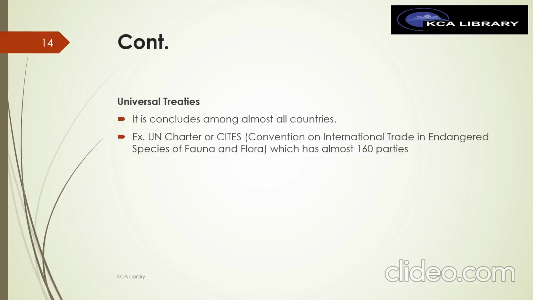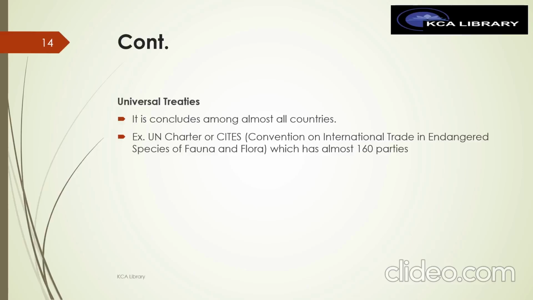There are also universal treaties. These are concluded among almost all the countries. For example, the UN Charter or the Convention on International Trade in Endangered Species of Fauna and Flora, which has almost 160 parties.